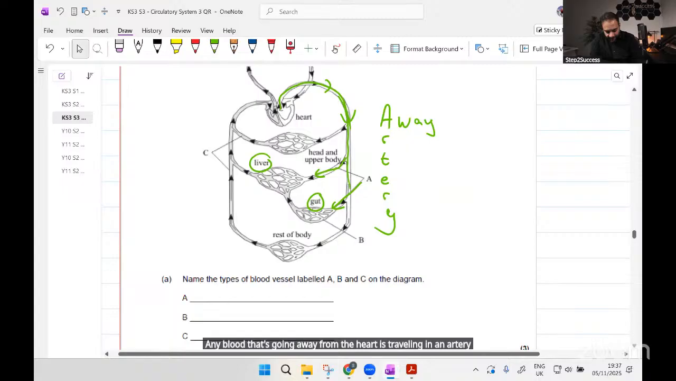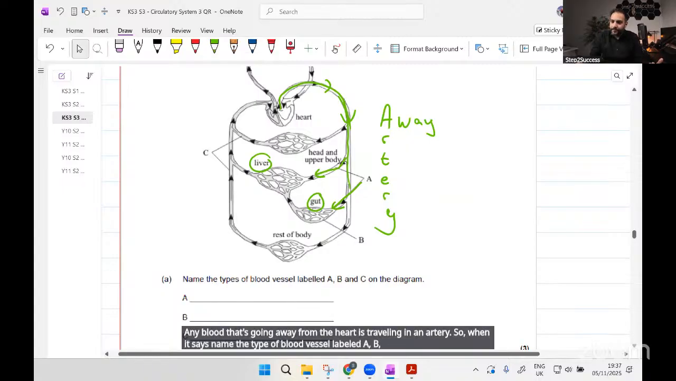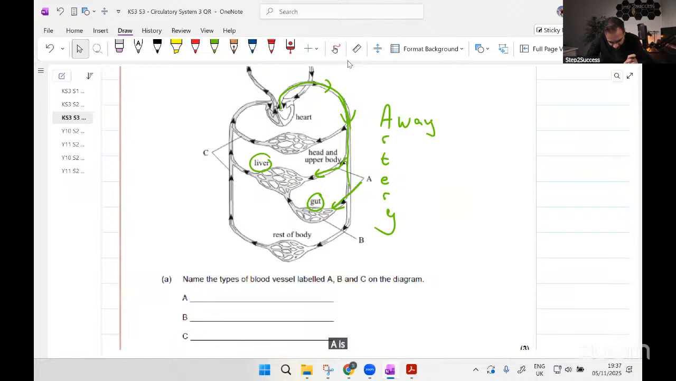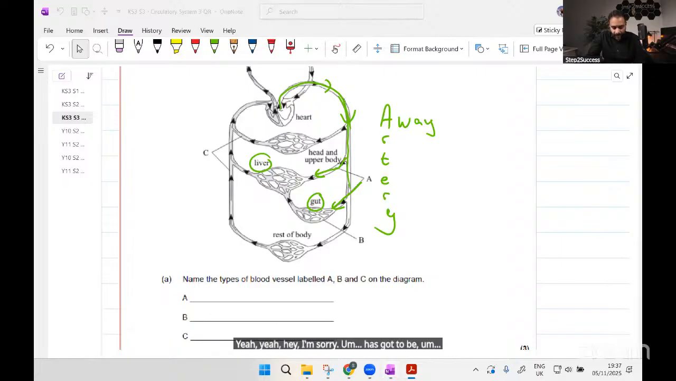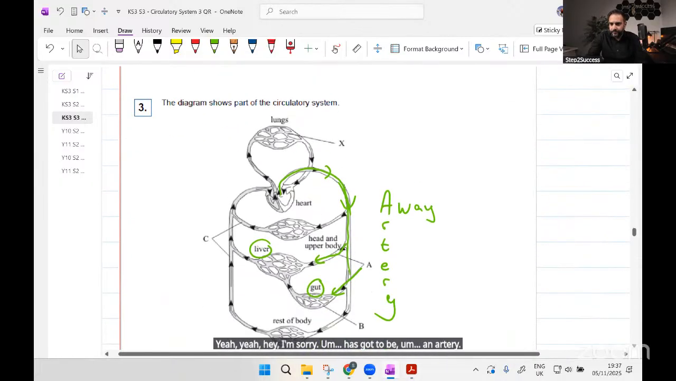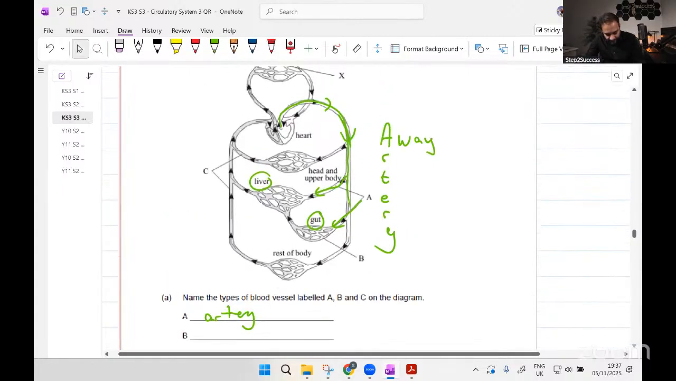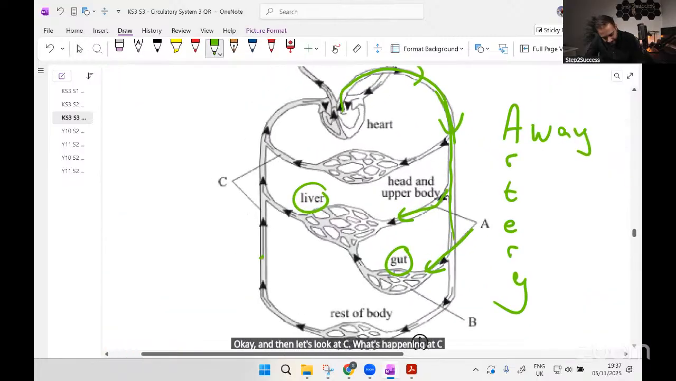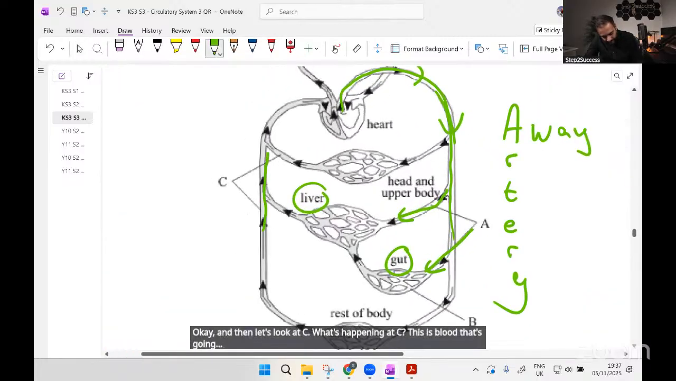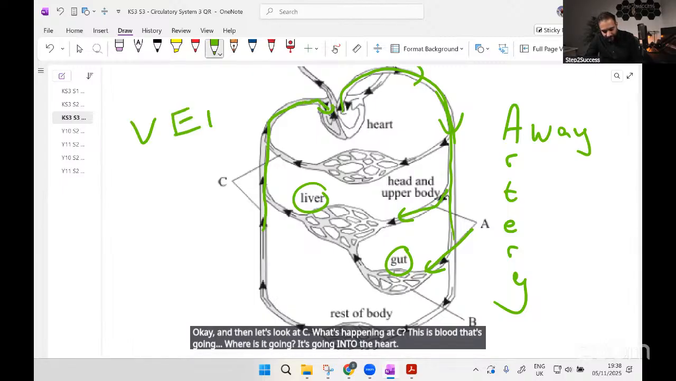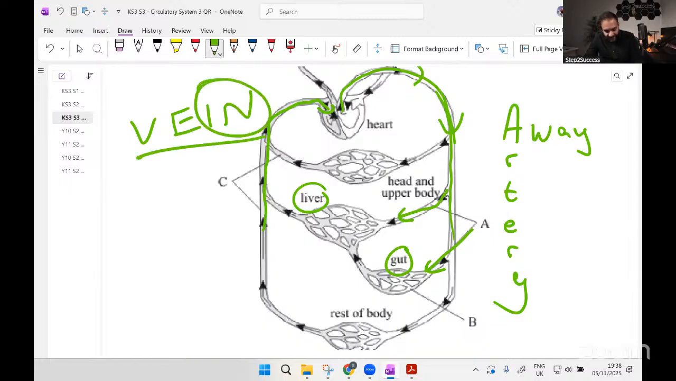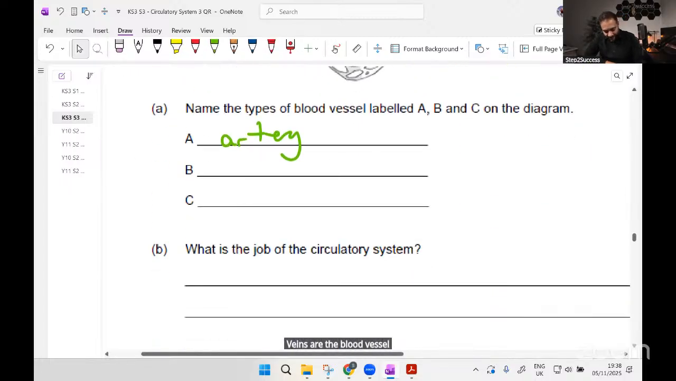So when it says name the type of blood vessel labeled A, B, and C, A, wait, have I got that right? Hang on. Yeah, A has got to be an artery. Okay, and then let's look at C. What's happening at C? This is blood that's going into the heart. Veins are the blood vessels that take blood into the heart.